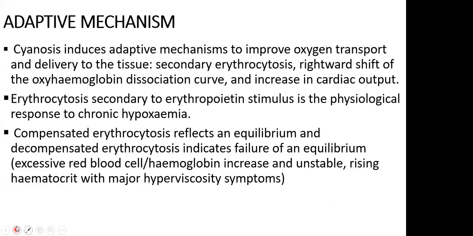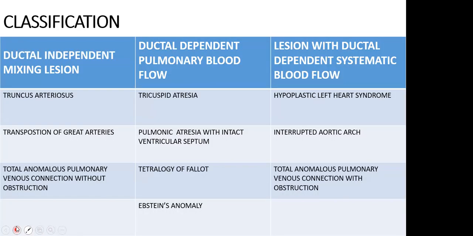So basically, when a patient is cyanosed, we have a compensatory secondary erythrocytosis to try to increase the cardiac output in this patient. This brings about hyperviscosity syndrome in this patient. That's basically what happens when a patient presents with cyanosis. Now we have different classifications of cyanotic heart disease.